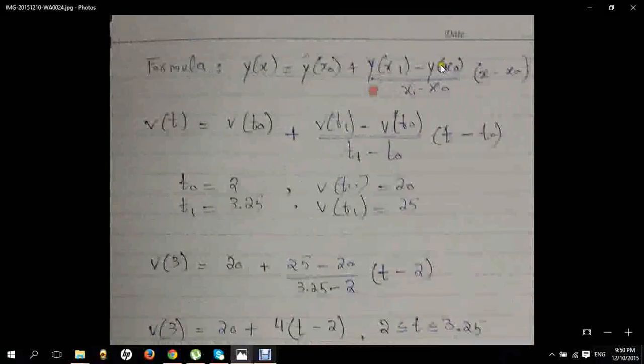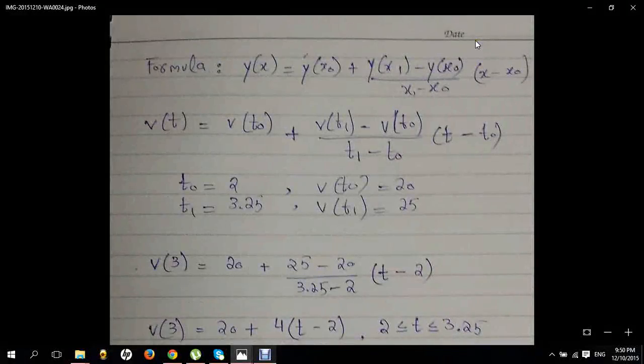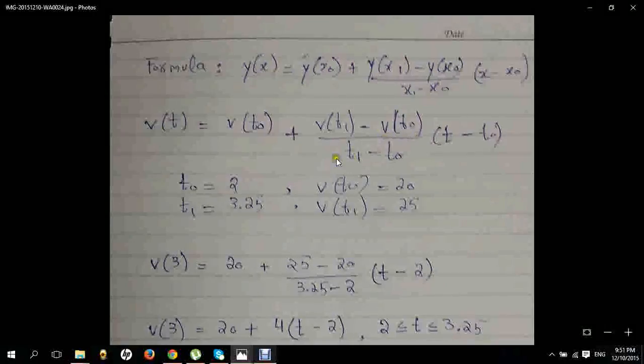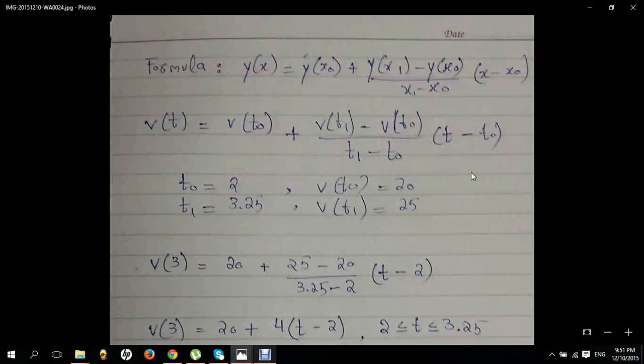So the first step is to consider the formula. We have our formula here, which as you can see is y of x is equal to y of x naught plus y of x1 minus y of x naught upon x1 minus x naught into x minus x naught. We can change these y and x variables according to our question. I have transformed this formula. As you can see, I have changed the variable y to v and the variable x to t. So our formula becomes v of t is equal to v of t naught plus v of t1 minus v of t naught upon t1 minus t naught into t minus t naught.